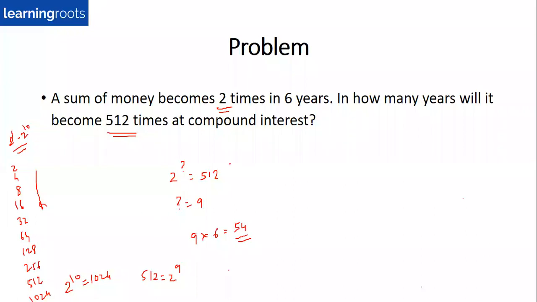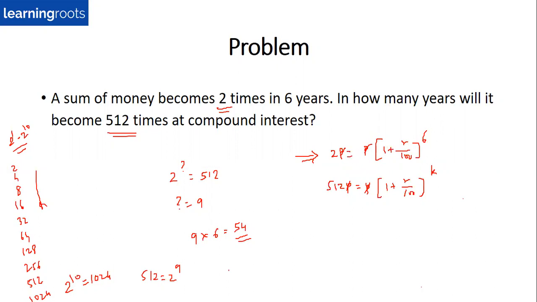Okay, so Akash is asking, can you do this with the conventional method? So I'll just show you how you can do it. Now, the sum becomes 2 times in 6 years. So 2p is equal to p into (1 plus r upon 100) raised to 6, and 512p is equal to p into (1 plus r upon 100) raised to whatever, let's say k. Now, if you cancel p, you get this.